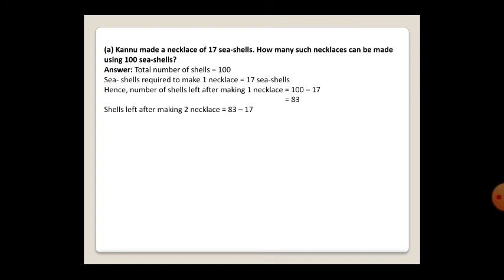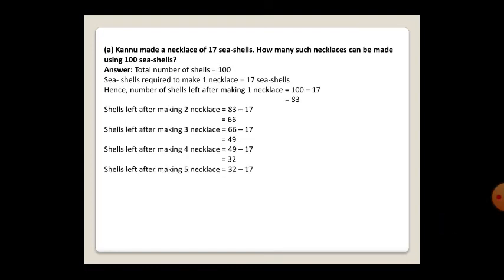Again for the second necklace he takes 17, so 83 minus 17 is 66. Again he takes 66 minus 17 is 49. Again for the fourth necklace he takes 49 minus 17 is 32. Again 32 minus 17 is 15. See, you have to stop here because he needs 17 seashells to make a necklace.